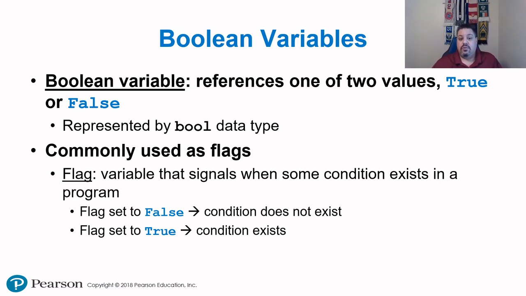Referencing two values, if it's true or false, it's represented by the Boolean data type. So we've talked about floats, which are decimal points. We've talked about ints, which are whole numbers. Okay? A Boolean is basically one that says true or false. So you can use these neat little things, they call them flags. I will set this program to do something when a certain condition is true or false.